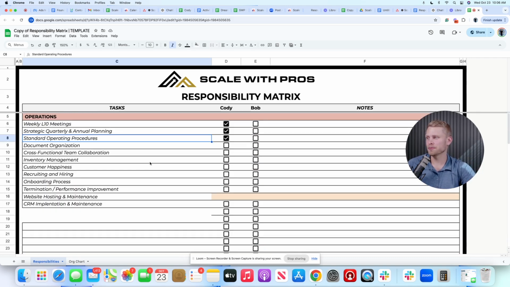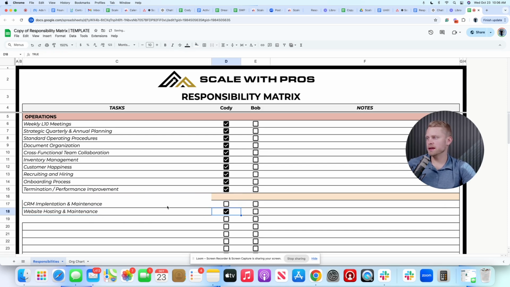Document organization, team collaboration. Let's say I have inventory, I'm going to make sure that's done, or again, I'm accountable to make sure the team has that done. Overall customer success, happiness. If there need to be hires, I'm owning the team or I'm doing that myself. Onboarding new team members and helping with that. Termination, performance improvement, I'm rolling out those types of plans into the business. As far as website, just move this down here.